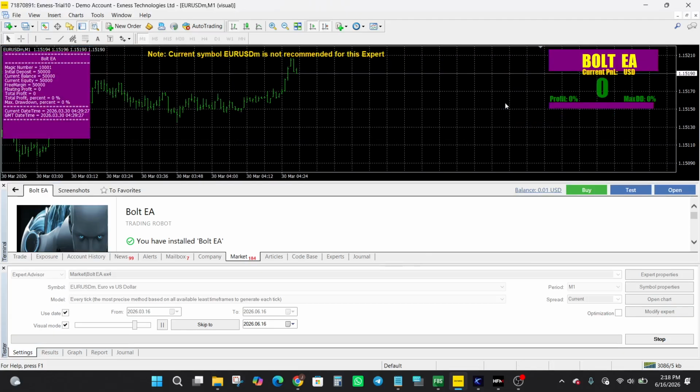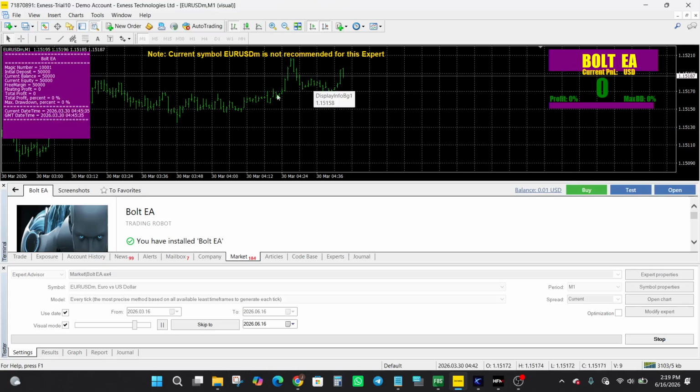Okay, so this is the Bolt EA. We can see the dashboard here showing the magic number, initial deposit, current balance, current equity, free margin, floating profit, total profit in percent, max drawdown in percent, the current date time, and the GMT date time.